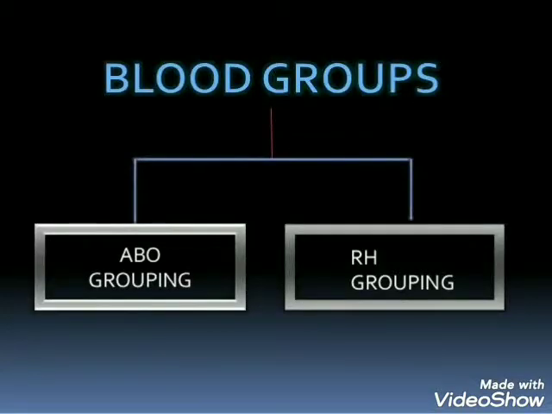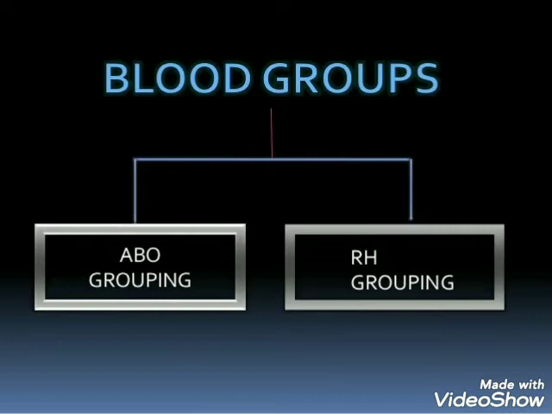Good morning students. In this video lesson we will study the various types of blood groups, the importance of blood groups, as well as the process of coagulation or the clotting of blood. ABO blood grouping and Rh grouping are the two important types of blood grouping.